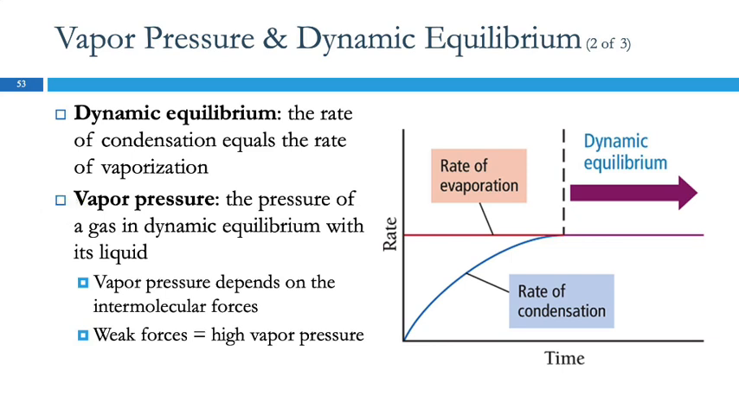The vapor pressure is going to depend on the strength of the intermolecular forces. If we have weak intermolecular forces, we're going to have a high vapor pressure because the rate of evaporation is going to be higher. If we have strong forces, it's hard for those particles to escape the liquid, and we're going to have a low vapor pressure. And this vapor pressure is what we were talking about when we talked about gases collected over water.